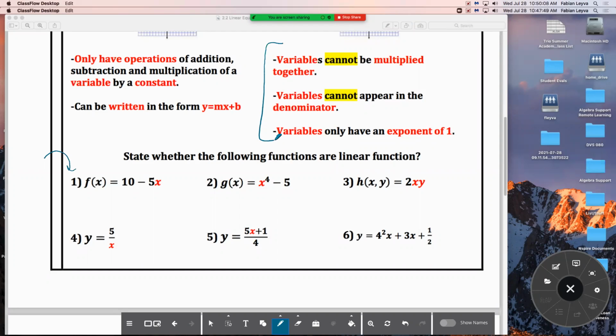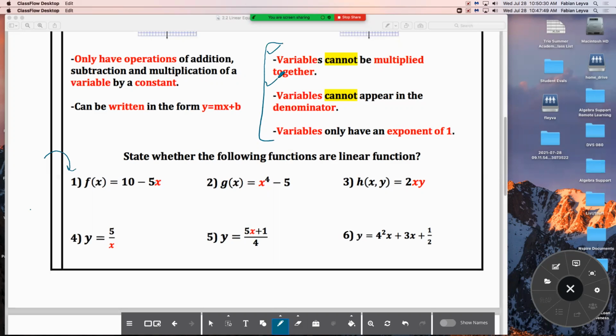So for instance, our variables cannot be multiplied together. Now I have a single variable and I even highlighted it red so it can stand out to you. Is it getting multiplied by another variable? And the answer is no, it's only getting multiplied by a constant there. So we're good there. Check. Variables cannot appear in the denominator. Notice I don't even have any fractions, so that checks off as well.